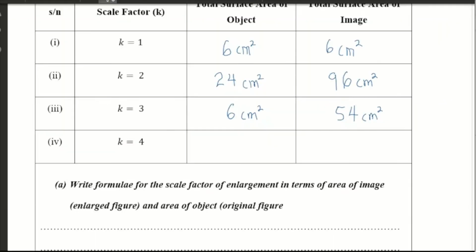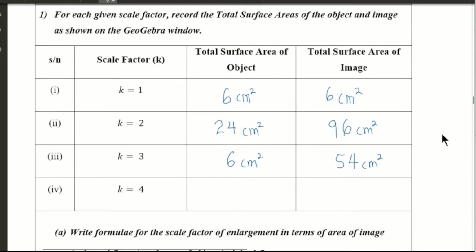Now let's check and see if that works. For example, if I want to get my area of the image, which is 54, I would have to square my scale factor of enlargement. So if I square this, which is 3 squared, I'll get 9. And if I multiply the 9 by the 6, 9 times 6 will give me 54. So it works here.